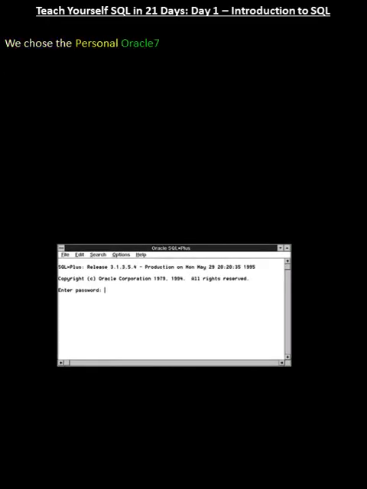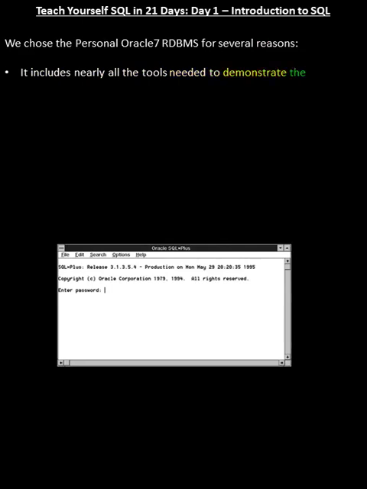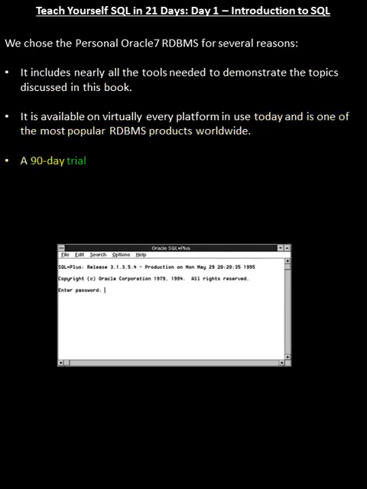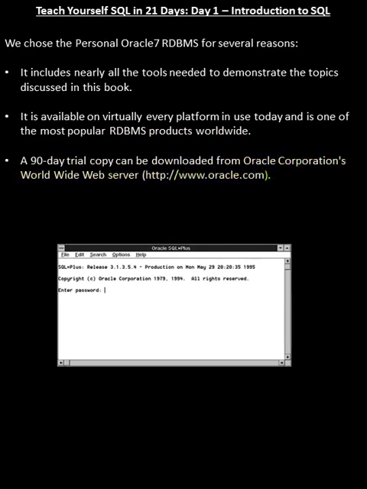We chose the Personal Oracle 7 RDBMS for several reasons. It includes nearly all the tools needed to demonstrate the topics discussed in this book. It is available on virtually every platform in use today and is one of the most popular RDBMS products worldwide. A 90-day trial copy can be downloaded from Oracle Corporation's World Wide Web server, www.oracle.com. Figure 1.4 shows SQL*Plus from this suite of tools. Oracle's SQL*Plus.